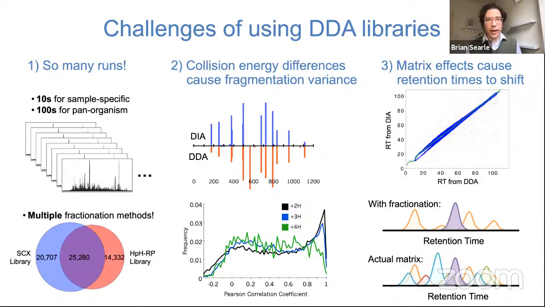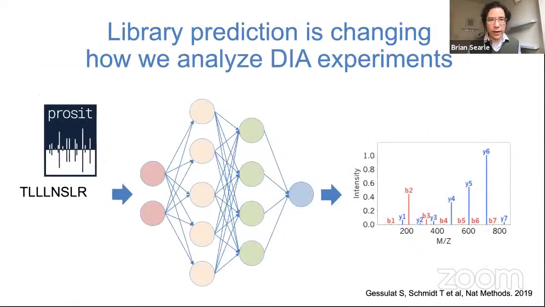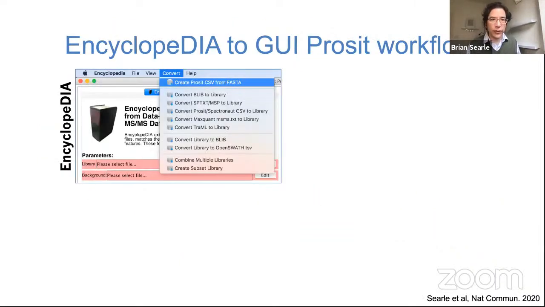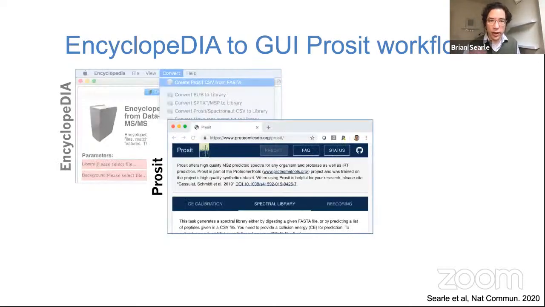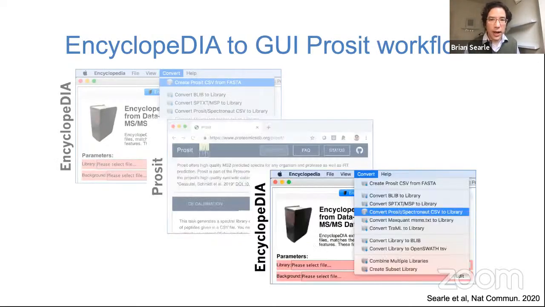So we've actually been adopting this approach of trying to do library prediction. In this particular case, we're using PROSIT quite a lot, and this is a tool that we recommend. And we've developed tools and workflows around this inside of EncyclopeDIA, where there are mechanisms to take a FASTA database and convert it into a PROSIT input so that you can stick that up on a PROSIT website, and then analyze those data, bring those back into EncyclopeDIA, build libraries for them for DIA, and be able to analyze data with them.